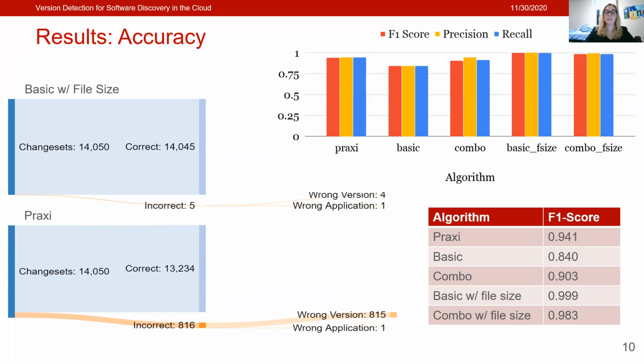The combo rule class performs worse than the basic rule class with the addition of file size because the combo rules have a probabilistic nature. In order to be classified as a specific version, an application must satisfy a certain proportion of the rules generated for that version in the training phase. This is unnecessary when there are unique and ubiquitous rules for every application and version that could be used instead.